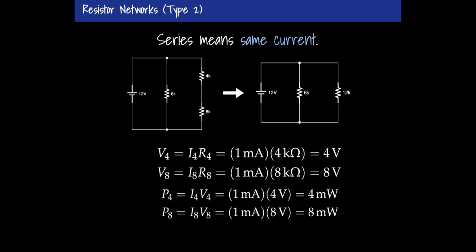I'd like to know these powers. The power in the 4K, I'll calculate it differently. I don't have to use I squared R. I've got 3 equations for calculating power: I squared R, V squared over R, and I times V. So I'll do I4 times V4, 1 milliamp times 4 volts, is 4 milliwatts. And the power in the 8K resistor right there is I8 times V8, 1 milliamp times 8 volts, is 8 milliwatts. 8 milliwatts plus 4 milliwatts plus 24 milliwatts in the 6K resistor is the full 36 milliwatts. The power being supplied by the battery is used up by all of the resistors in the circuit.